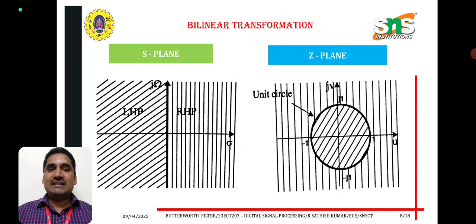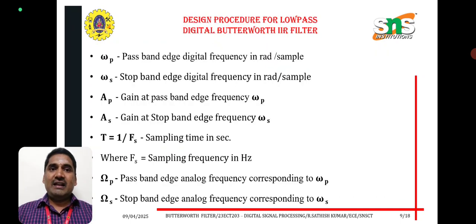This is the diagrammatic representation of bilinear transformation. The left half of the S plane is mapped into the unit circle in the Z plane. The right half of the S plane is mapped outside the unit circle in the Z plane. It is a 1-to-1 mapping. Now we are going to see the design procedure of the digital Butterworth IIR filter.